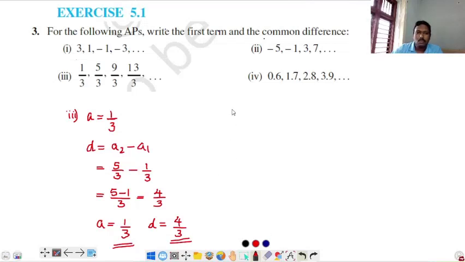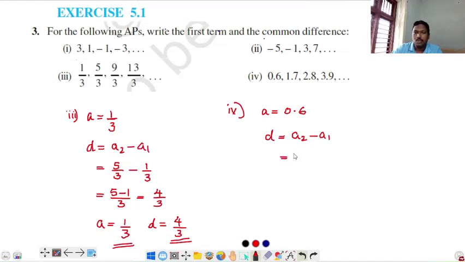Now let us move to question number 4. The first term of this AP is 0.6. Now the common difference D is equal to what? It is A2 minus A1. You can also take A3 minus A2, no problem. Anyway, I'm taking here A2 minus A1.